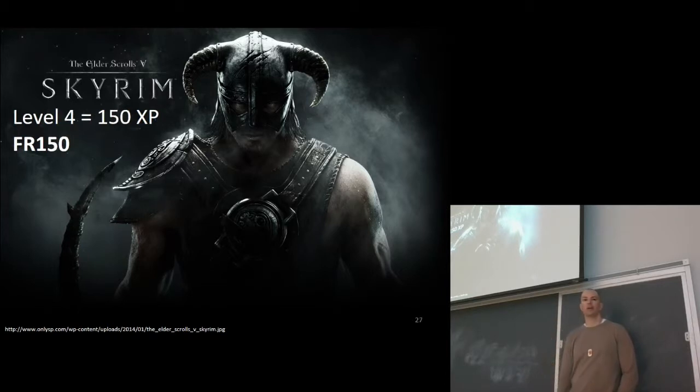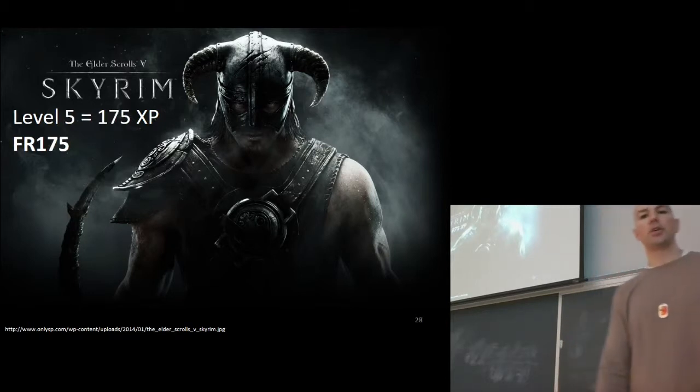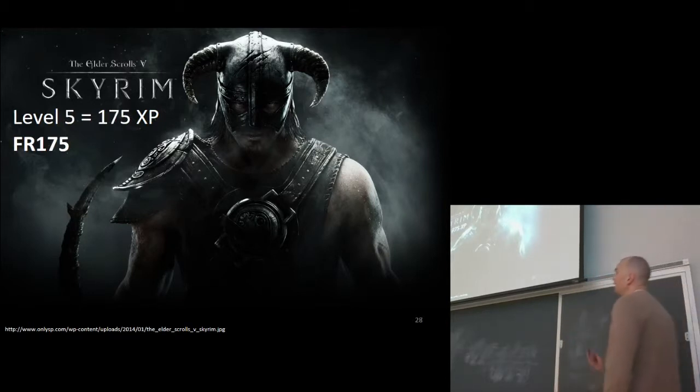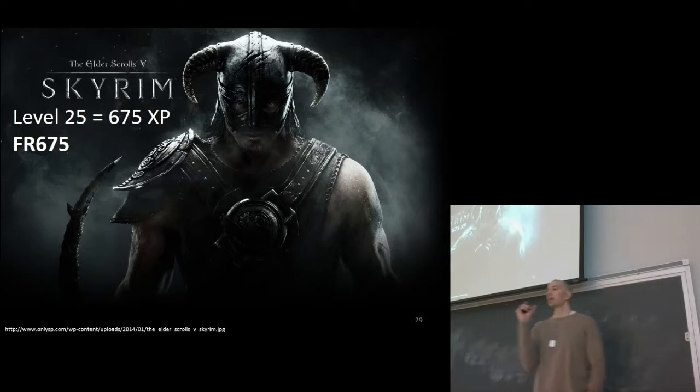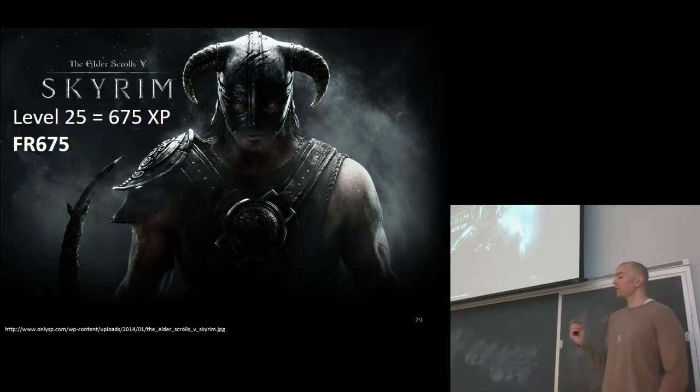For level 4, again, it was a fixed ratio. You needed 150 experience points. For level 5, it was 175. And if you went all the way to level 25, you needed to get 675 experience points. And again, that's another way of saying you were on a fixed ratio 675 experience points schedule.